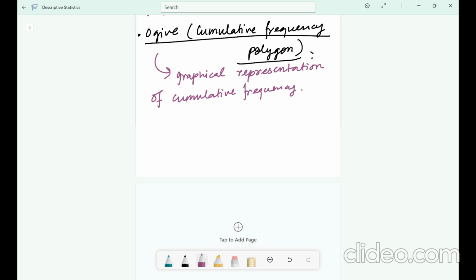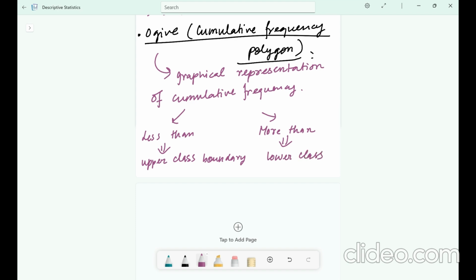There are two types actually. One is the less than ogive, and the other is the more than ogive. For the less than ogive, cumulative frequency is plotted against upper class boundaries. This is something to remember. And for the more than ogive, the cumulative frequency will be plotted against lower class boundaries.